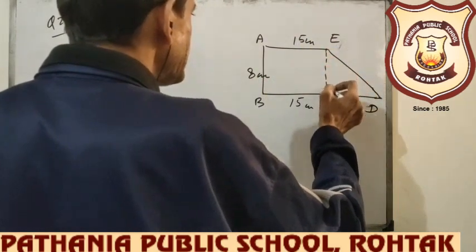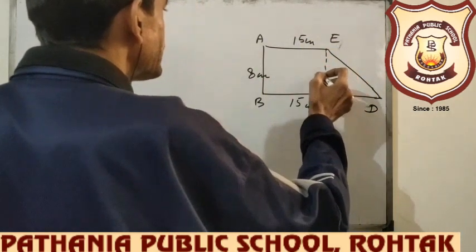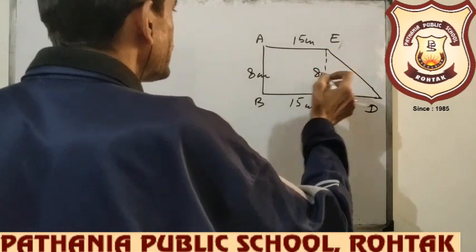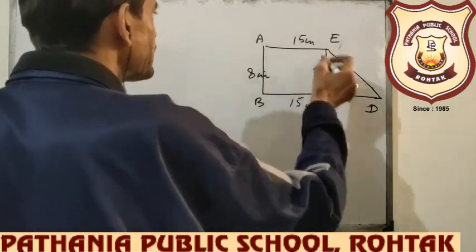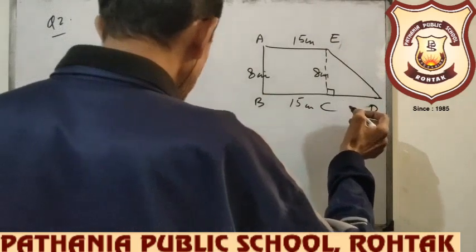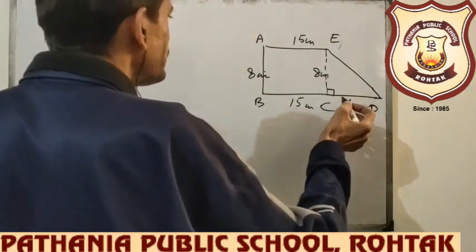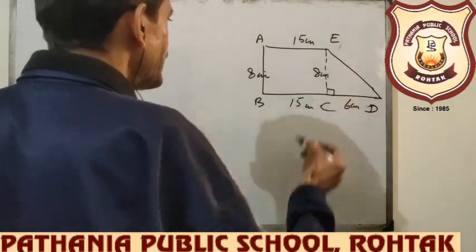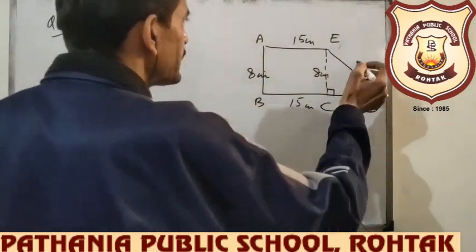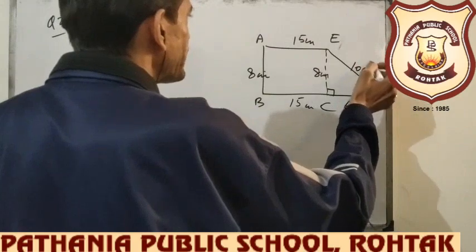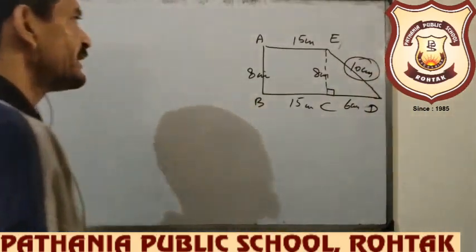So join CE. Now what is this? This is also 8 centimeter. By symmetry also this is a rectangle, and CD is what? 6 centimeter. So by Pythagoras theorem, 6 square is 36, 8 square is 64, that is 10 centimeter. By Pythagoras theorem, this side is 10.